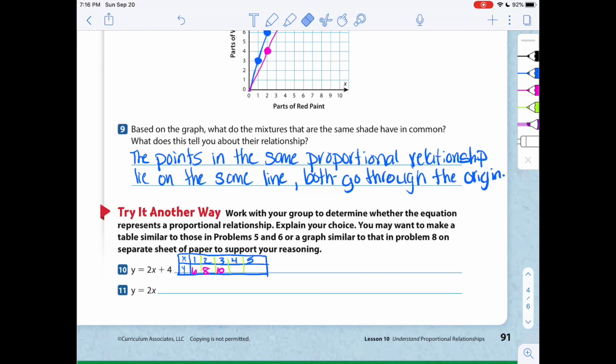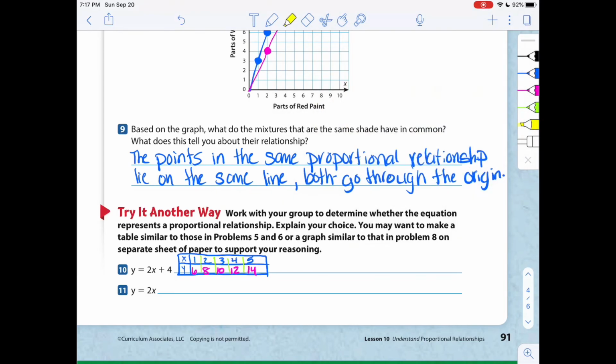And then I can do the same thing for 4. 4 times 2 is 8. 8 plus 4 is 12. And the same thing for 5. 5 times 2 is 10. 10 plus 4 is 14. So now I have a table of values like we did in the previous problems on 5 and 6. So I can look at those table of values and I can divide to see if they have the same constant of proportionality, to see if they're proportional.